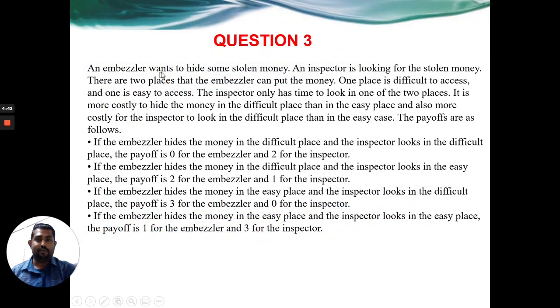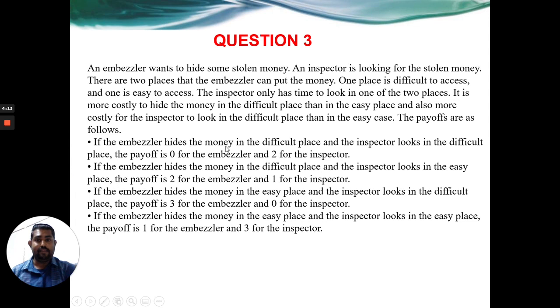An embezzler wants to hide some stolen money and an inspector is looking for the stolen money. There are two places the embezzler can put the money, either difficult or easy to access. The inspector has time to look in one of two places. It's more costly to hide the money in the difficult place than the easy place, and also more costly for the inspector to look in the difficult place than in the easy place. The payoffs are as follows.